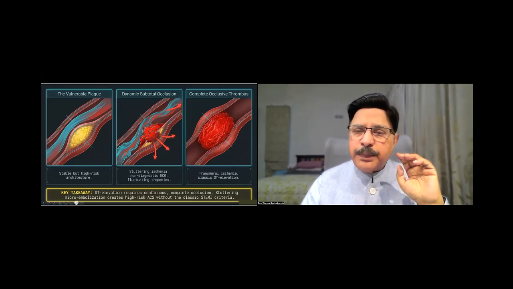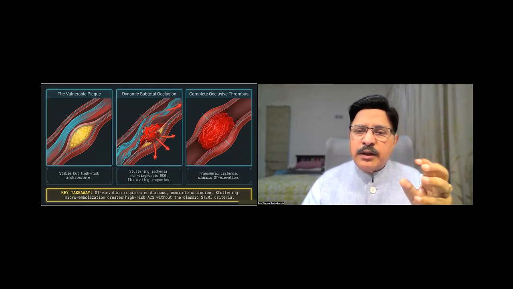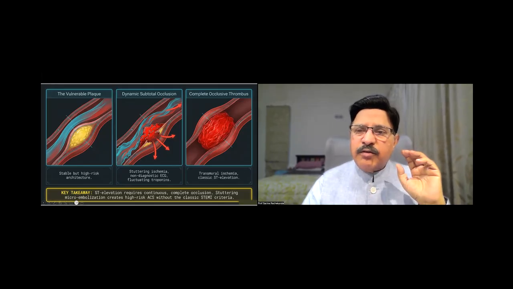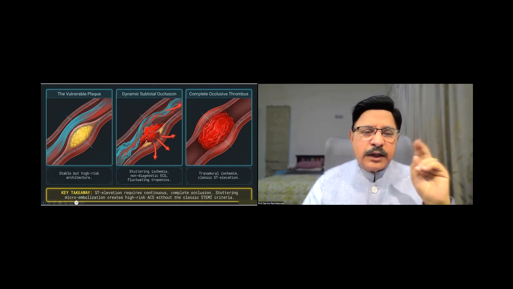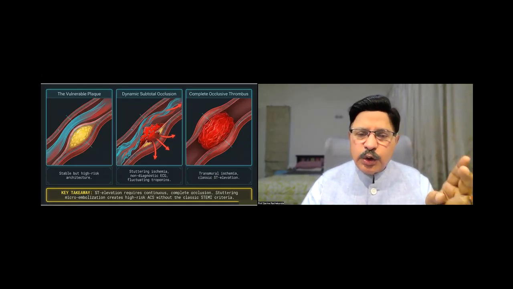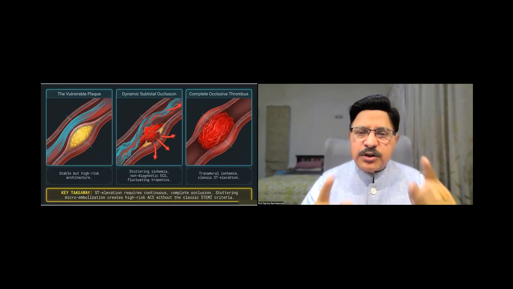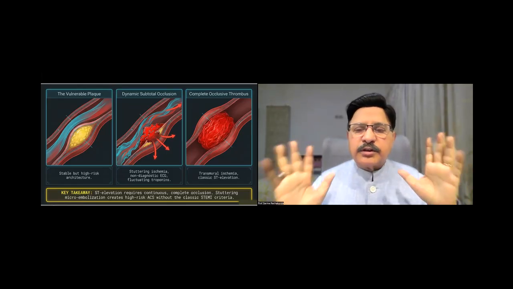All three are happening. All the red cells, fibrin, everything is formed in the fibrin mesh. The white platelets are trapped to form the thrombus there. Vessel is completely occluded. Transmural myocardial infarction, ST segment elevation. The key takeaway is ST elevation requires continuous, complete occlusion. The moment you see ST elevation, it means there is a complete occlusion of the culprit vessel.